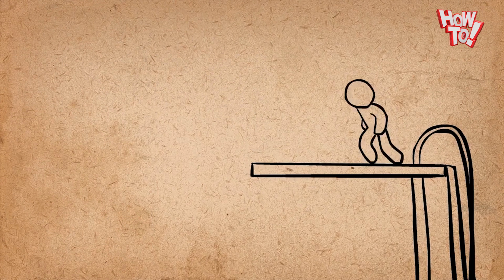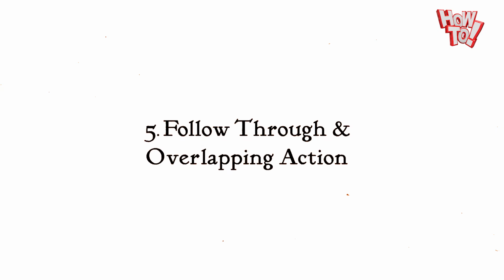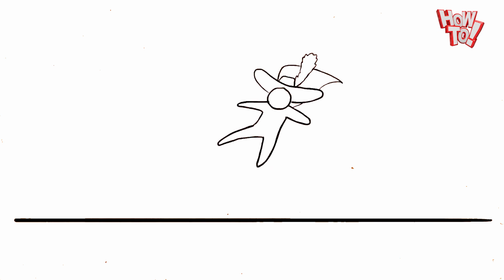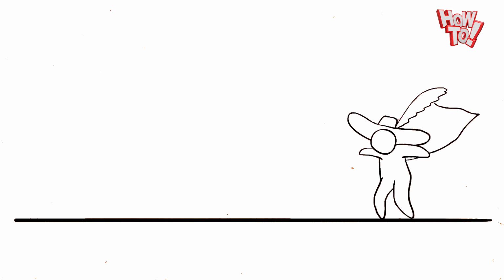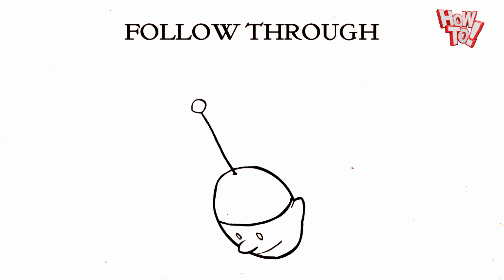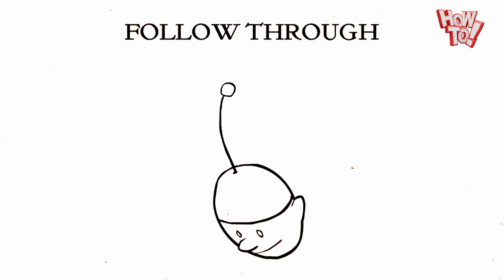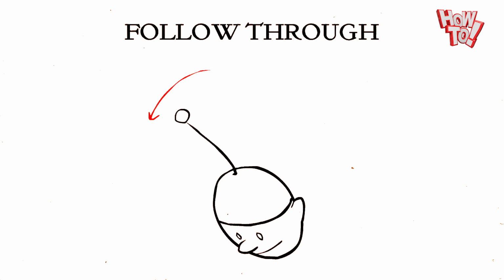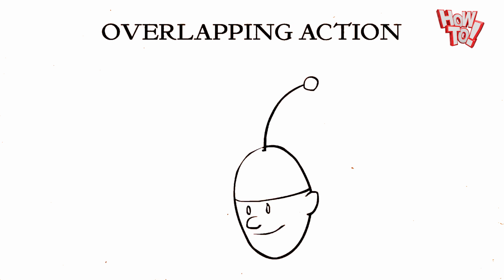The next principle of animation is follow through and overlapping action. This idea is when a part of the body drags behind the main body and still continues to move when the main body stops. So you see that thing on the head, it is moving even after the head has stopped. So that is what we call follow through.